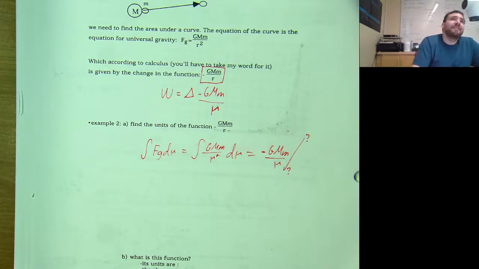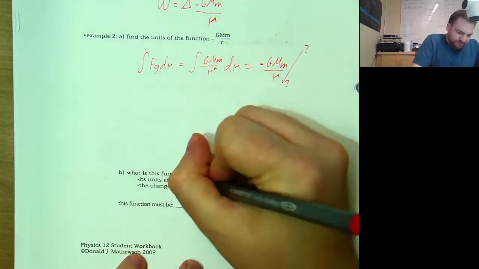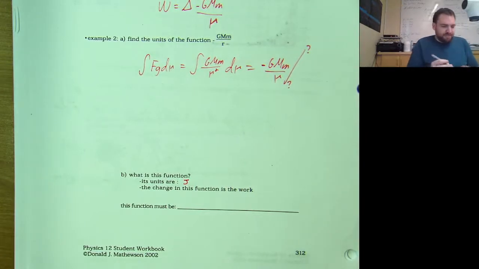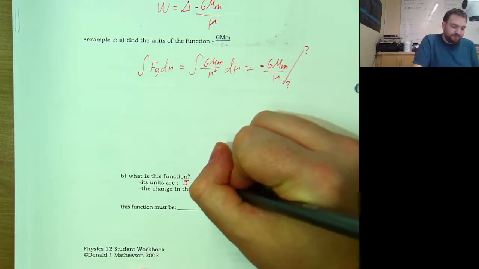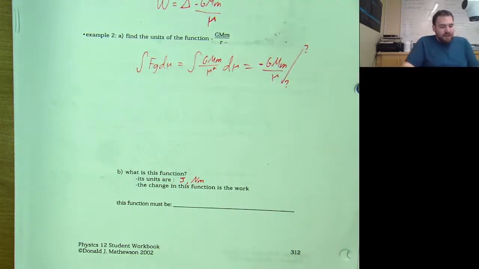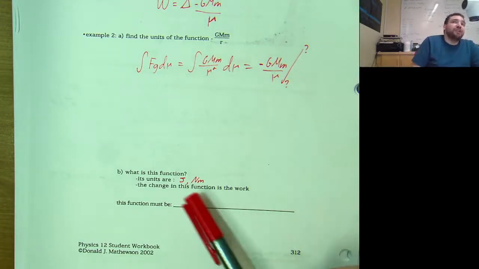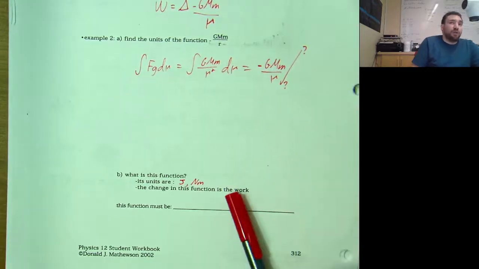Well, okay, so the units are joules. What were the units of work? Work is a force times a distance, Newton meters. This particular function is the change, or the change in this function is the work done.